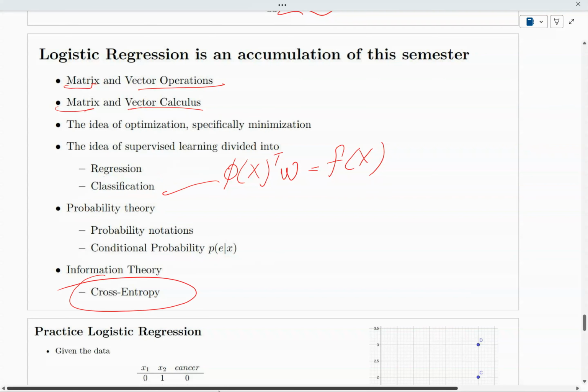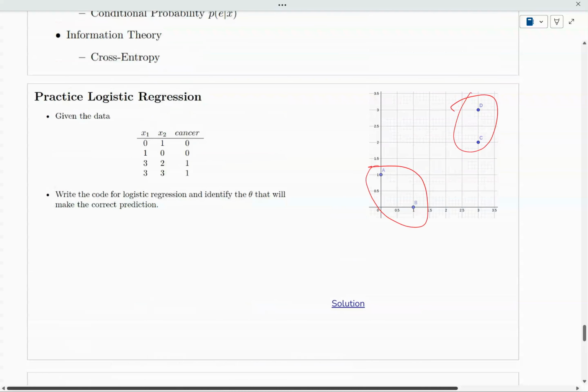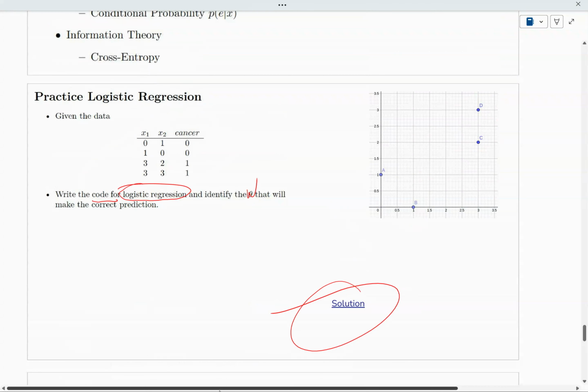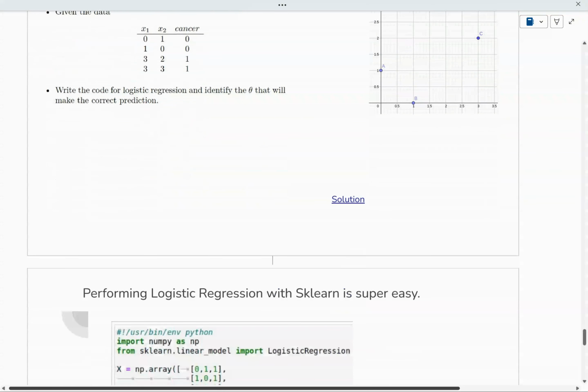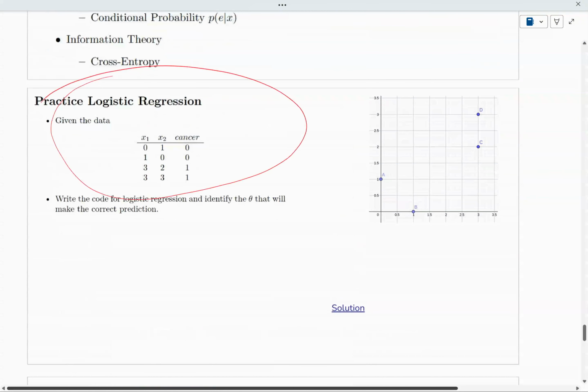All right. For your final practice of the day, here's the data. What you want to do is write the code for logistic regression and then identify the theta, or the weight, that will make the equation correct. I provide the solution for you, but ideally you want to think through it yourself and only look at the solution if you're stuck. This is performing logistic regression raw, without any special libraries.